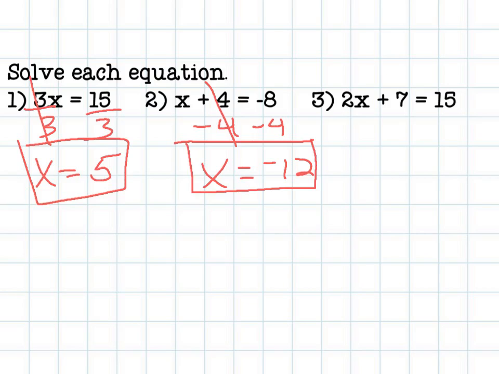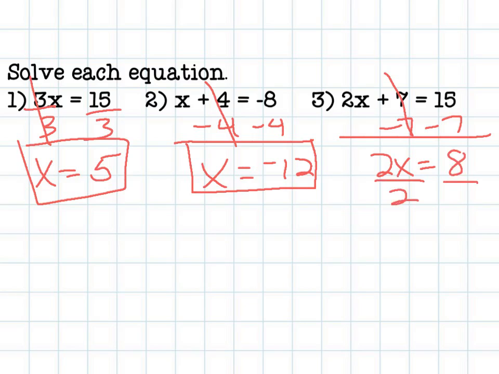Last one, get rid of the addition first by subtracting 7 from both sides. That cancels out. You're left with 2x equals 15 minus 7 is 8. Now divide both sides by 2. They cancel out, and 8 divided by 2 is 4. You should have had no difficulty doing those problems. If you are having some difficulty, you need to make sure that you see me so I can give you the extra help that you need.